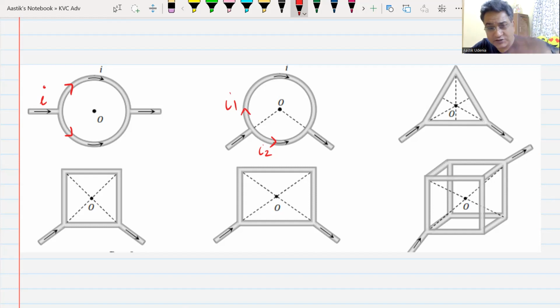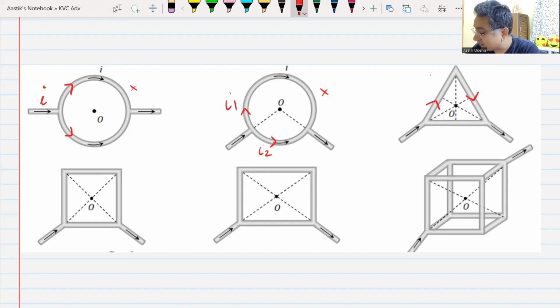And their lengths are in the ratio of their angles. Yes or no? Yes, sir. But I1 current is smaller, but the angle is more. I2 current is more, but the angle is small. Magnetic field also depends on the angle. So again, what will happen? The angle ratio will again cancel each other out. And in this case also, the magnetic field will be 0. Do we understand this? Yes, sir. So in this case, magnetic field is 0. In this case, magnetic field is 0.